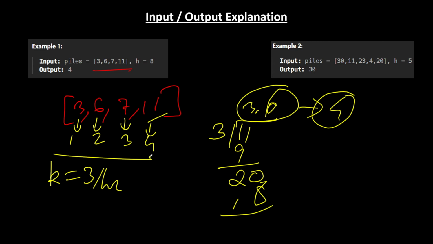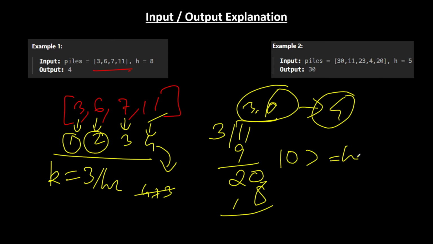So the total adds up to how much? 4 plus 3 is 7, 7 plus 2 is 9, plus 1 gives me 10. And now 10 is greater than h, which is 8. So we cannot take this value either.